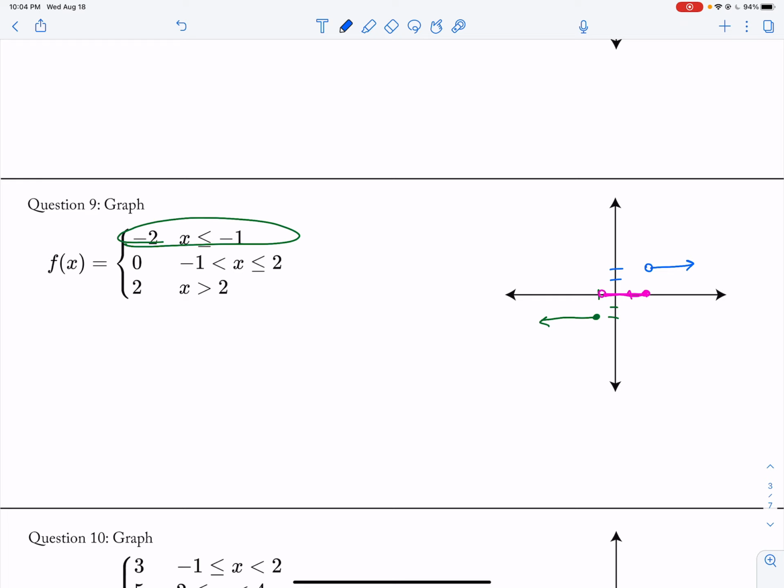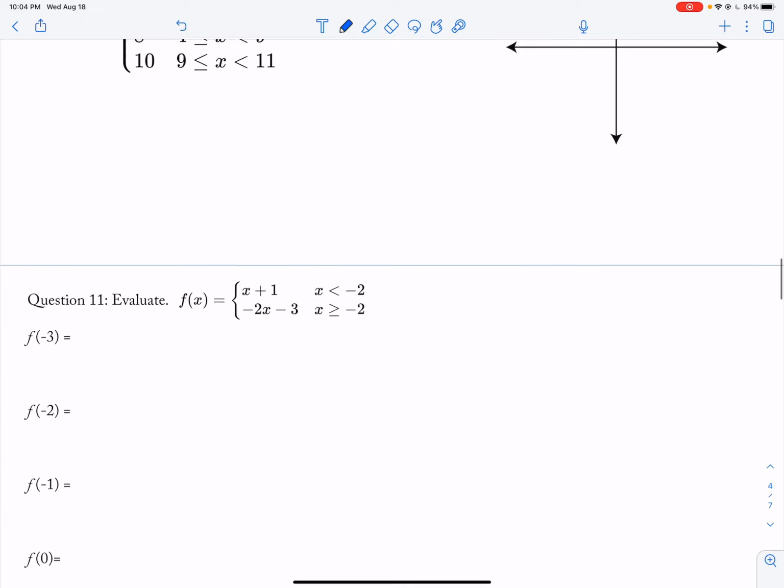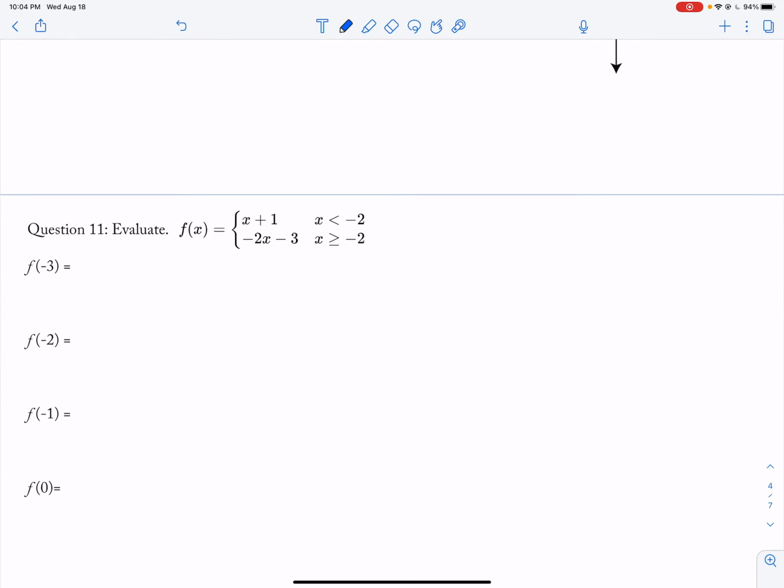Looking at question 11. I'm actually going to evaluate f at the various points. So really what I'm looking at is, do I use the top equation or the bottom equation? So at -3, that is smaller than -2. And so I'm going to plug that into my top equation. So -3 plus 1, which gives me -2. And then 2 would be equal to 2, so that's actually the bottom equation. So then that's -2 times 2 minus 3. So 4 minus 3, which is 1.